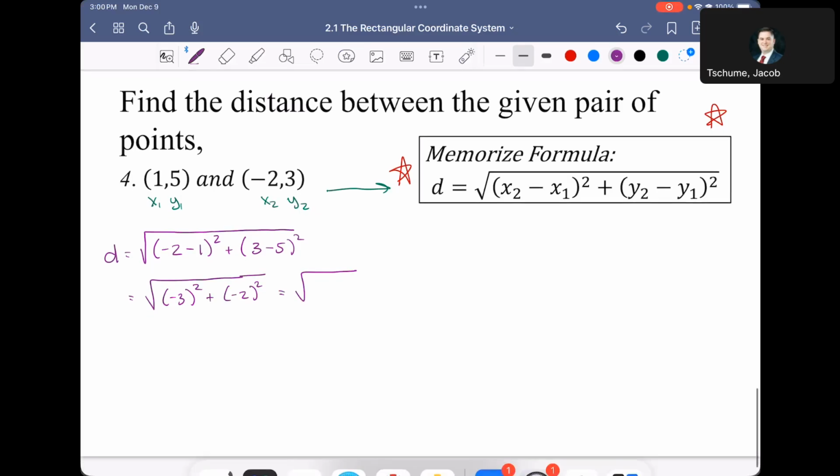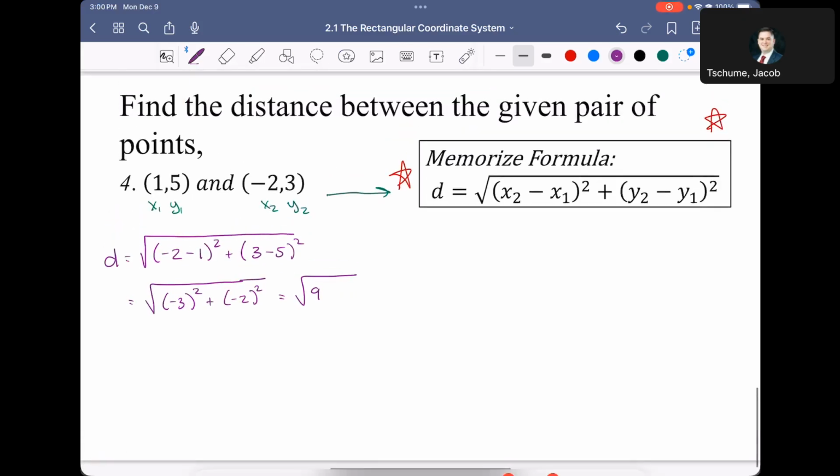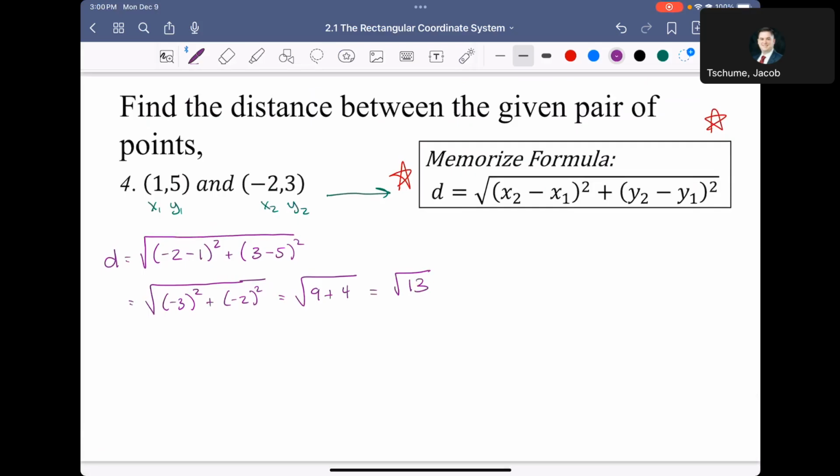Let's see, -3 times -3 is +9, and then -2 times -2 is +4, and if you add those two numbers together, you get the square root of 13. The square root of 13 does not break down using a factor tree, even if you give it a shot. So in this case, this is as far as the problem will go. And so that is the exact answer for our distance between these 2 points.